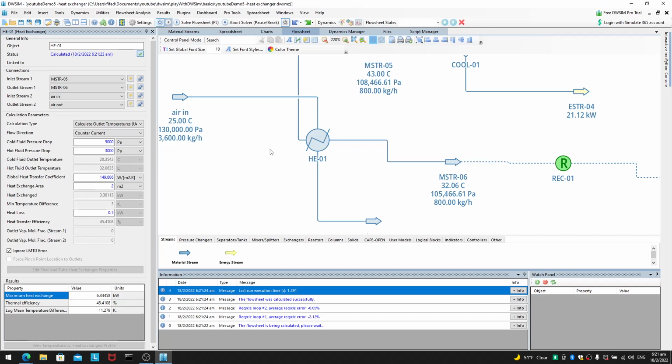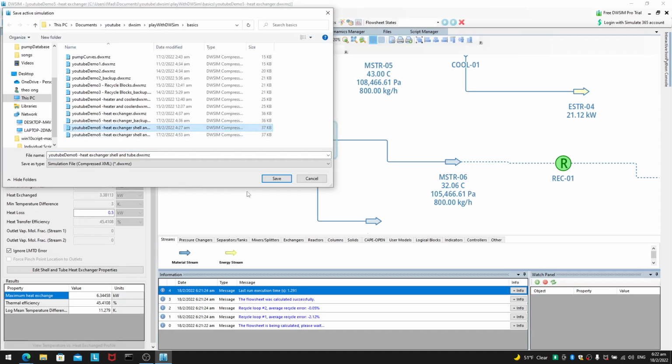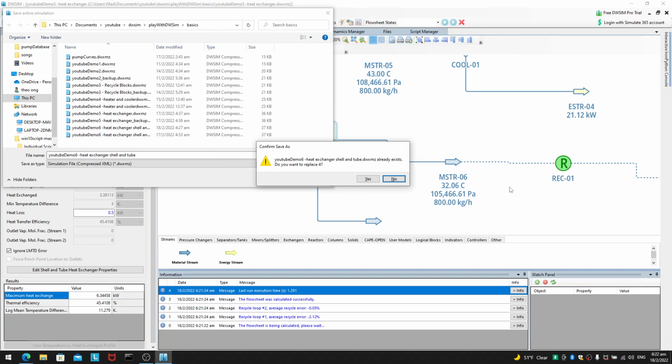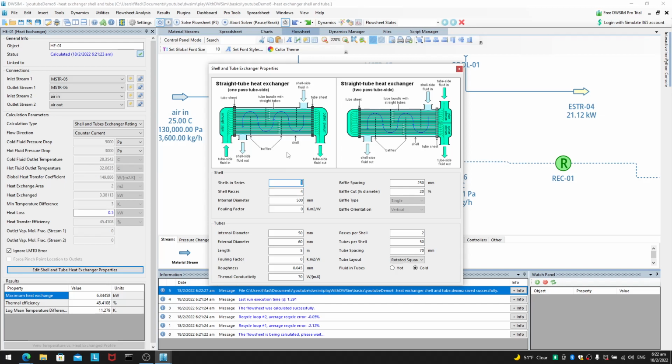So in this video, I just want to talk about the shell and tube version of calculation, and go through some of the options and describe them for you so that it's not so intimidating. For this video, I hope to finish this shell and tube exchanger rating. So I'm going to save this under heat exchanger shell and tube, YouTube demo 6. Okay, we'll replace it.